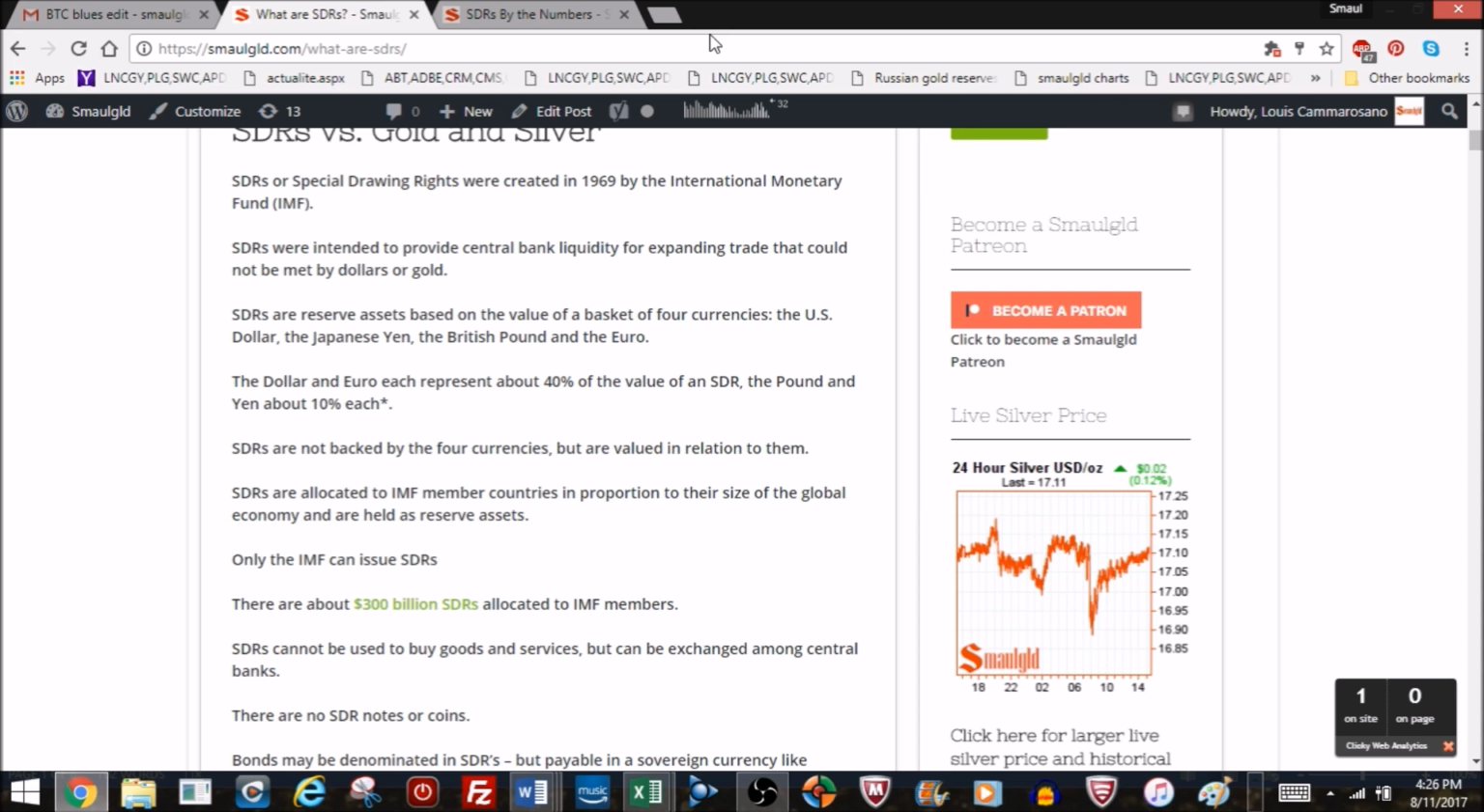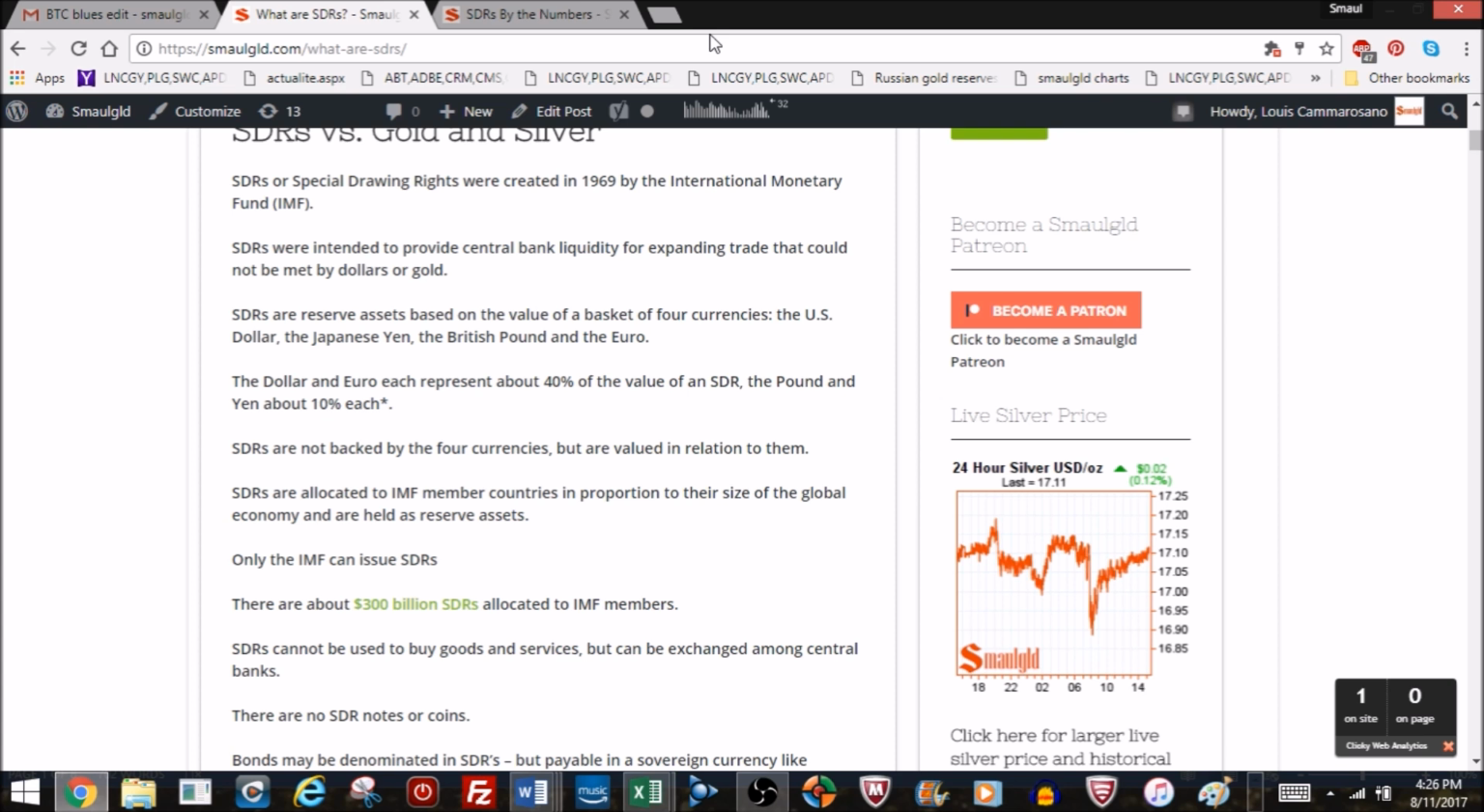Then the central banks of the different countries hold these reserve SDRs, which are really nothing other than a piece of paper saying it's worth X amount of dollars, X amount of yen, X amount of pounds, X amount of euro, X amount of yuan. Combine that together and that basket has a value, and that's what each SDR is worth. Only the IMF can issue these SDRs, and they issue them only to the member banks.